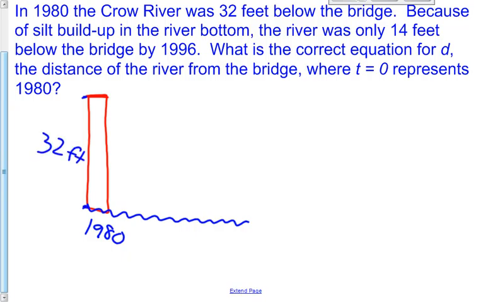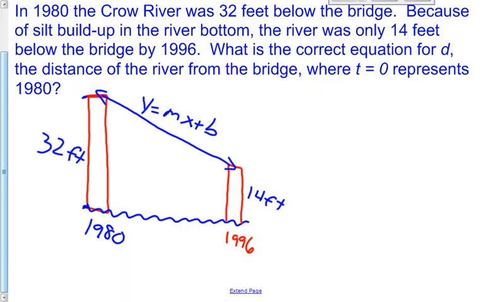And over time, the distance between the two becomes less. So now we have this exact same bridge in 1996, but now it is only 14 feet, the water is. So this distance right here is now 14 feet. So as you can see, we have a line that is clearly negative. We have a negative slope line. And our goal in this problem is we want to find the equation of this line, most likely in y equals mx plus b form.